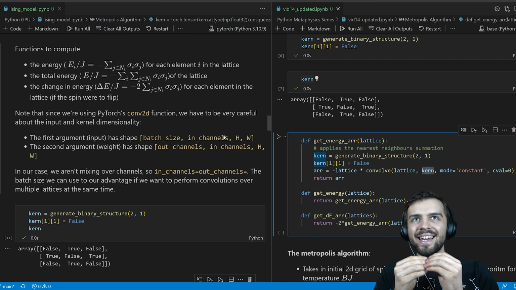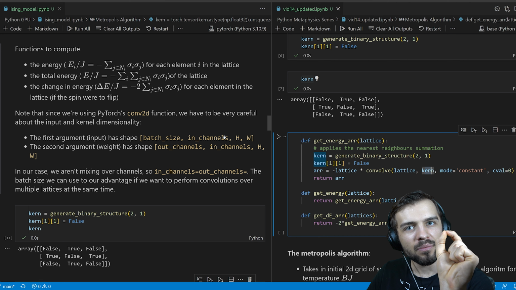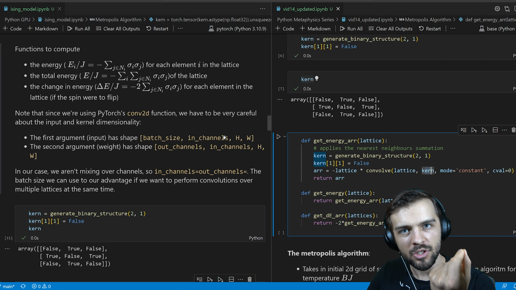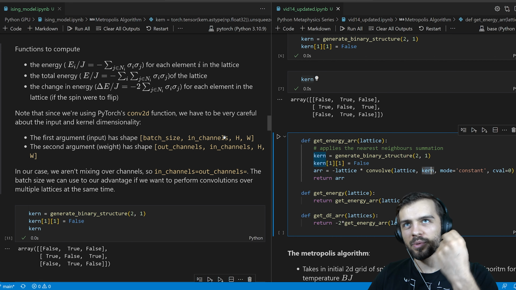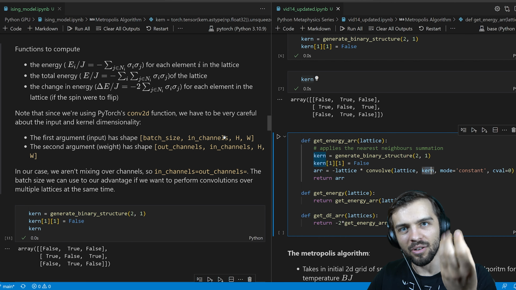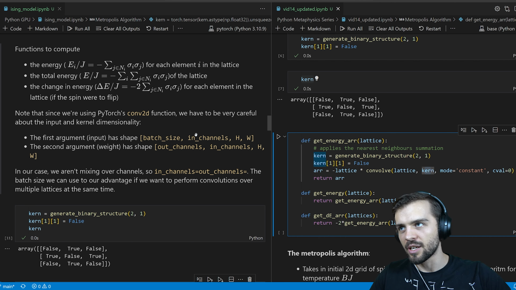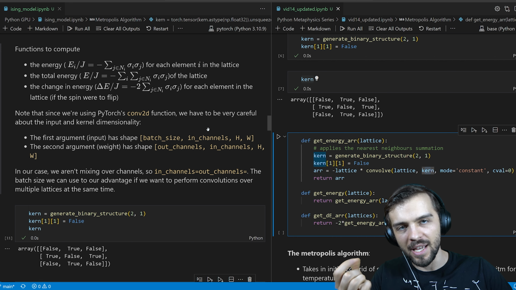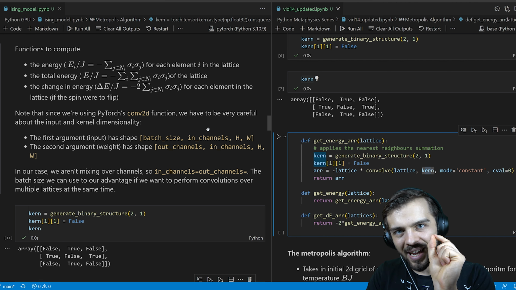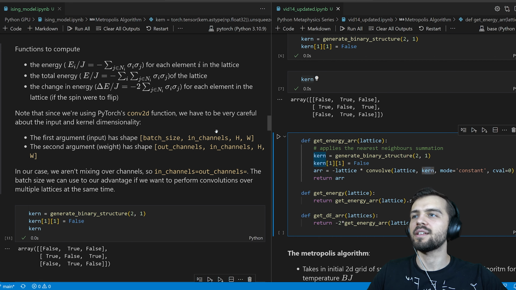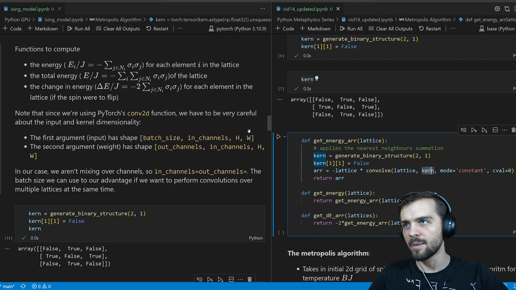In our case, each point in space we associate with a single number, which is the spin. Now, if you associate it with like spin and density and all these things, you would have multiple channels. But because each point in space in this simulation only has a single number associated with it, that's equivalent to having the number of channels equal to 1. But it still has to have those dimensions. It has to have batch size by input channels by height by width.